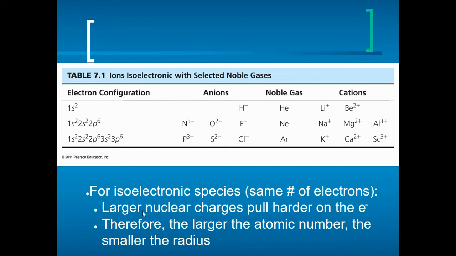So in other words, for an isoelectronic species, same number of electrons, the larger nuclear charge pulls harder on the electrons. Therefore, the larger the atomic number, the larger the number of protons, the smaller the atom. Aluminum has 13 protons. That's the smallest of the bunch. Nitrogen has 7 protons. It's the largest of the bunch because your size is determined by your electrons, not your nucleus. Okay, but then you have more protons on something that's positive, you have more protons pulling on those electrons.